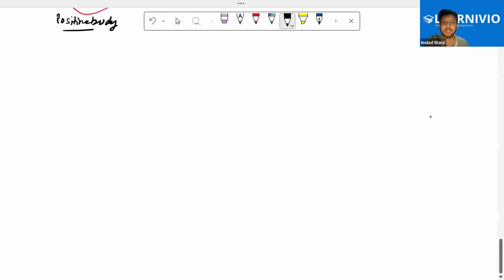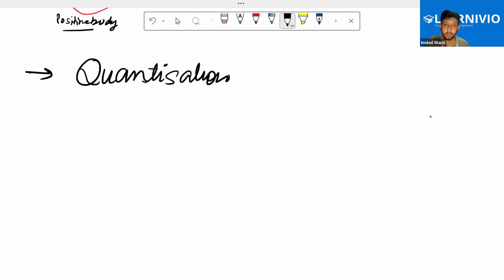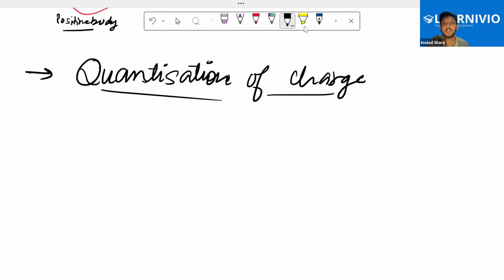Now we'll talk about quantization of charge. What is the meaning of the word quanta? If I talk about this word, quanta, quanta means packet, right? Okay. Before explaining this, I'll explain a short story to you so that it becomes easy.